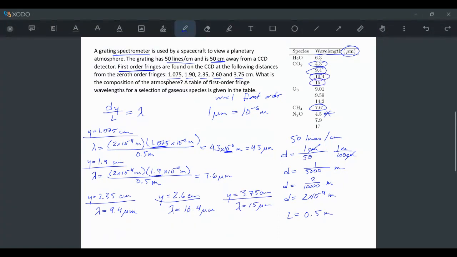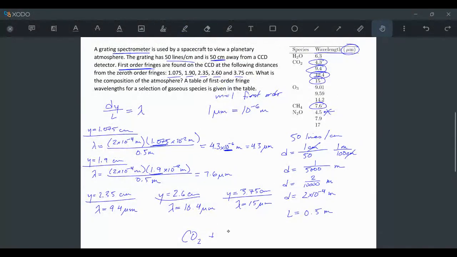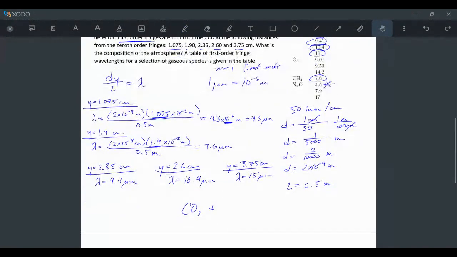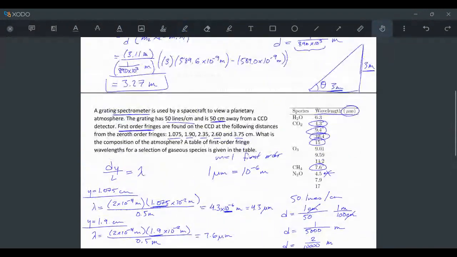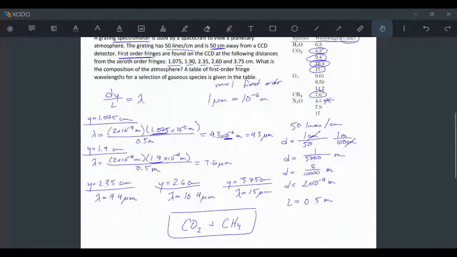So basically we found all the characteristic wavelengths that are associated with carbon dioxide, and we found the only one that's associated with CH4, which is methane. So that's the composition of this atmosphere that was measured by this spacecraft looking at a planet, that kind of thing.